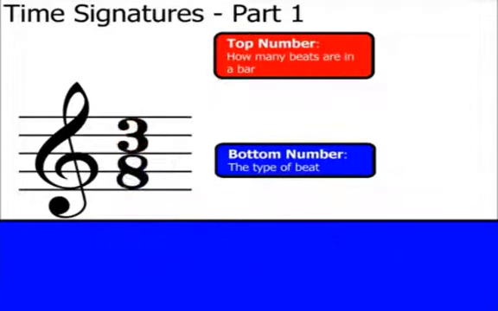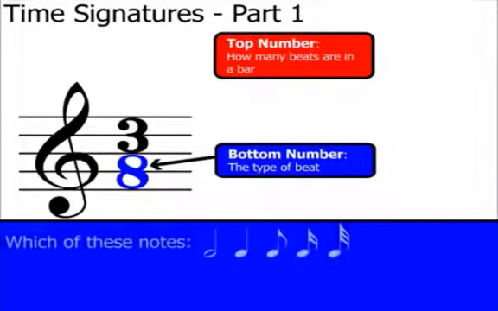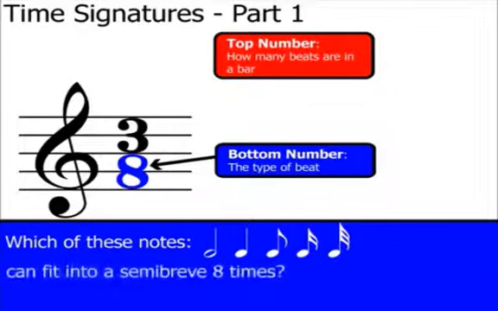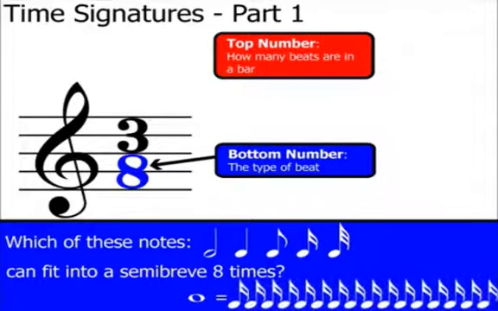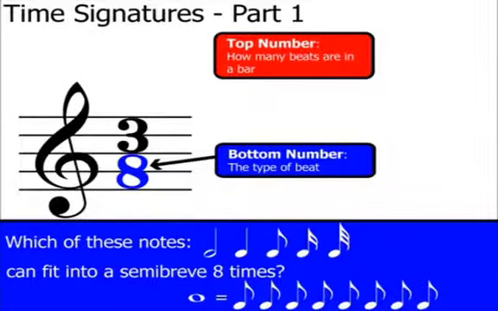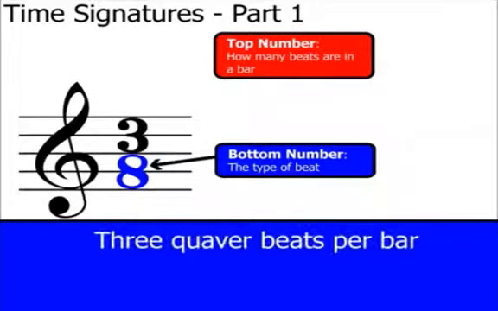Let's look at another example. As there is an 8 at the bottom, you need to work out which of these notes can fit into a semibreve 8 times. Here's our semibreve at the bottom of the screen. A minim only fits twice, a semiquaver fits 16 times, whereas a quaver, which is worth half, fits 8 times into a semibreve. So we've worked out that 8 represents a quaver. So the full explanation of this time signature is that there are 3 quaver beats in each bar, the 3 being the number of beats, the quaver being the type of beat.